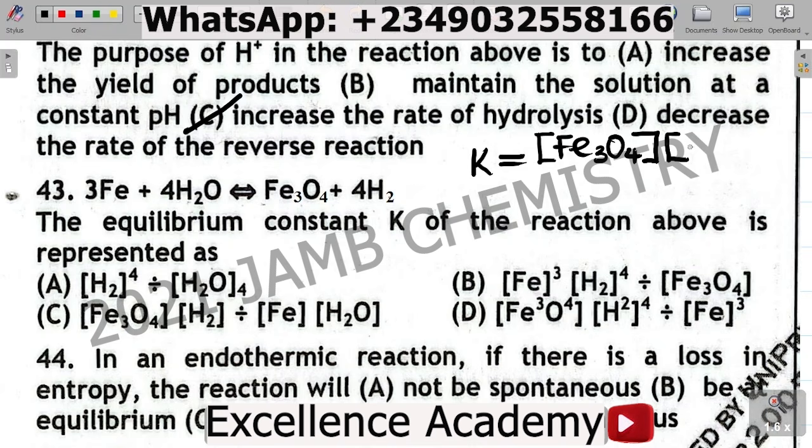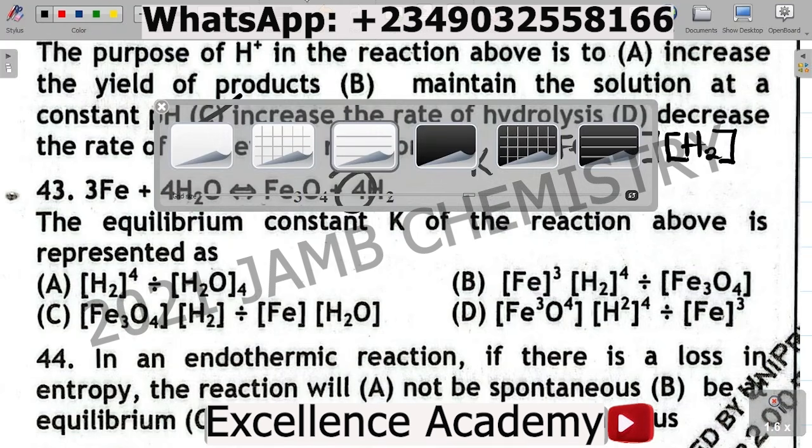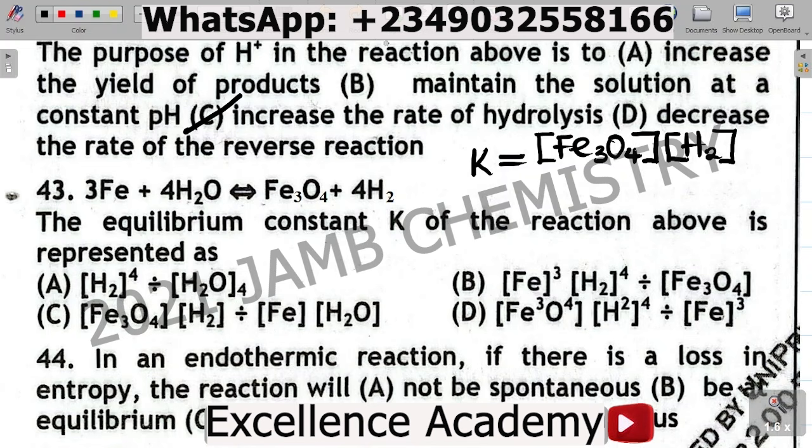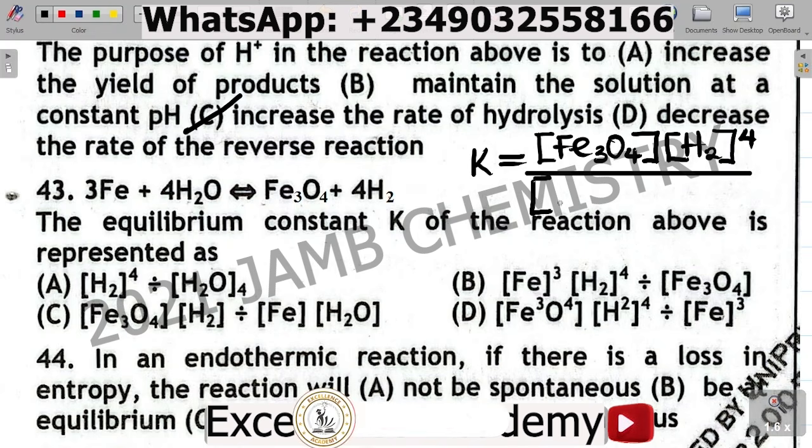The next product here is hydrogen, H2. So H2 raised to the number of moles, or the number attached to it, which is 4. So this is all divided by, we're done with products. Let's take reactants. For reactants, the first reactant I have there is Fe, that's iron, having 3 moles. So square brackets, Fe, iron, having 3 moles. And then finally, you now have H2O, water, having 4 moles. So H2O, water, having 4 moles.